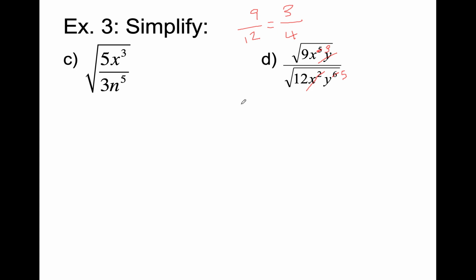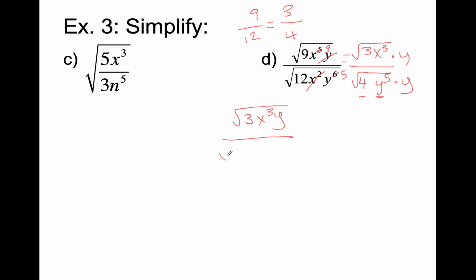So let's just rewrite this whole thing in simplest form quickly. Radical 3x cubed over radical 4y to the 5th. Now I need to check, is my denominator a perfect square? Well, 4 is a perfect square. Y to the 5th isn't. So I'm going to multiply the top and the bottom by y. So then I'm left with radical 3x cubed y over radical 4y to the 6th. Now y to the 6th is a perfect square.